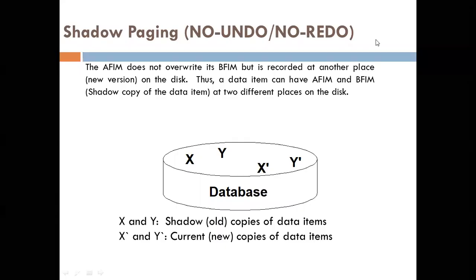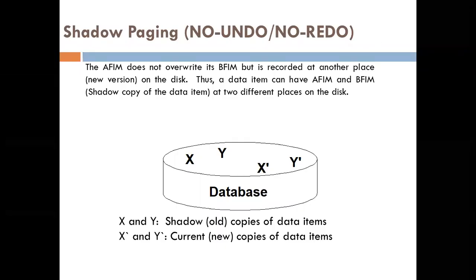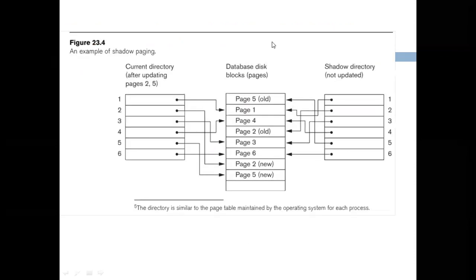So this is used when after image and before image data are recorded. AFIM stands for after image and BFIM stands for before image, which we discussed in the previous class. So here is an example of shadow paging. In the current directory, here we have 6 entries.